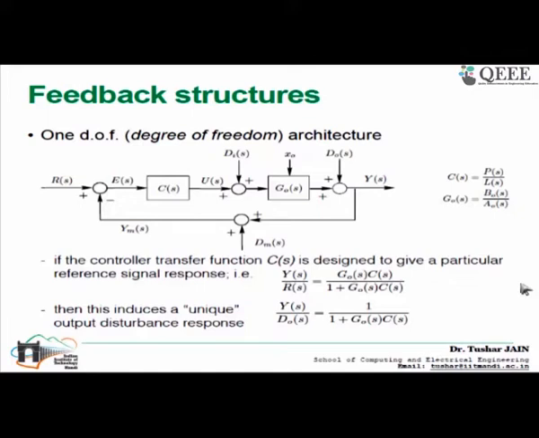So if you have designed your controller such that it is giving you the desired response with respect to the set point, this gives you a unique response with respect to the disturbances. Or if you design this controller C(s) with respect to the D of S, it will give you a unique response with respect to the R of S. You have only 1 degree of freedom. Either you design this single controller to give the desired response with respect to the R of S or with respect to the disturbances.